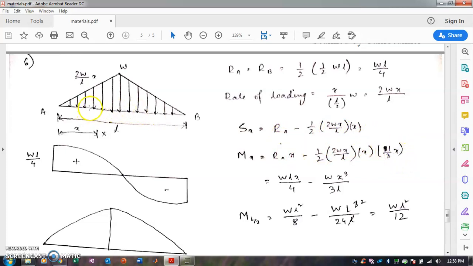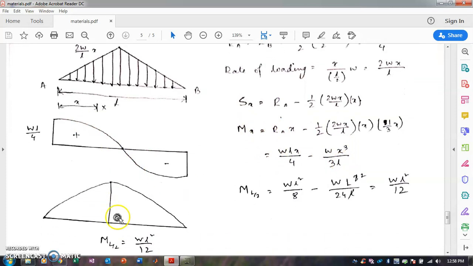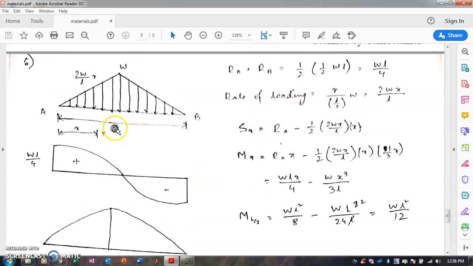Here the total load is acting at a distance x by 3. So now you can see that the equation of shear force is a second order equation of x, so it will be a parabolic equation, and the equation of bending moment is a cubic equation of x. So the graph of bending moment will be a cubic curve.